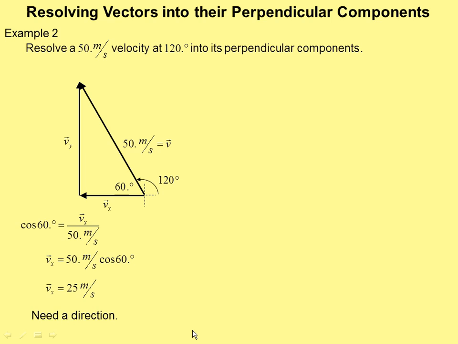Okay? And again, the negative should tell us, oh, it's to the left. It's horizontal because of the x, and it's to the left. And then we don't need any words at all. Now, there's a couple different ways we could figure that out.